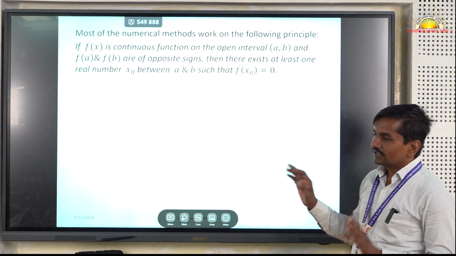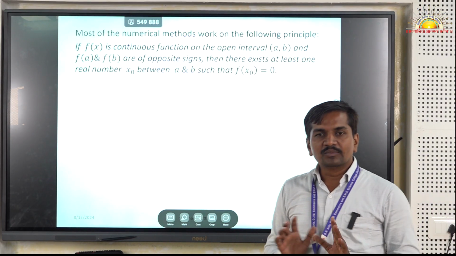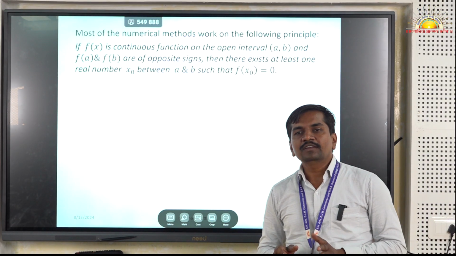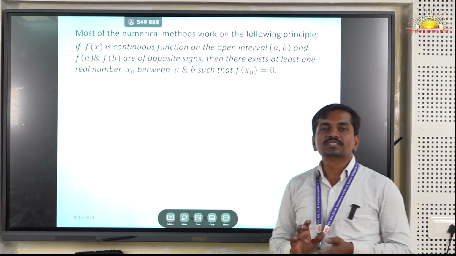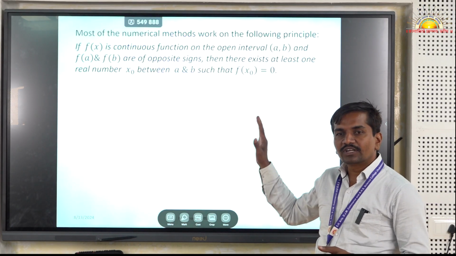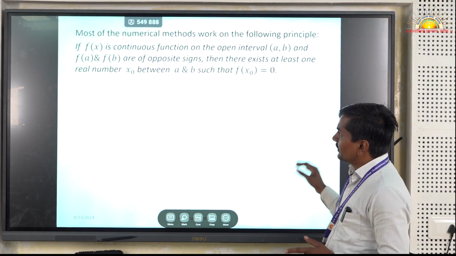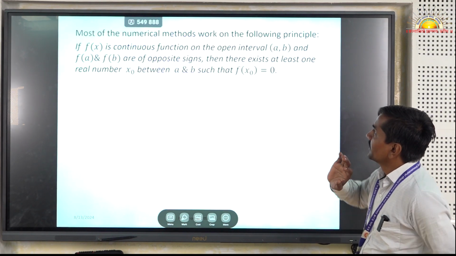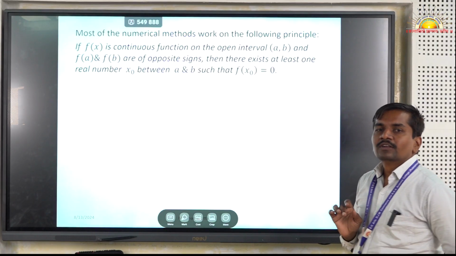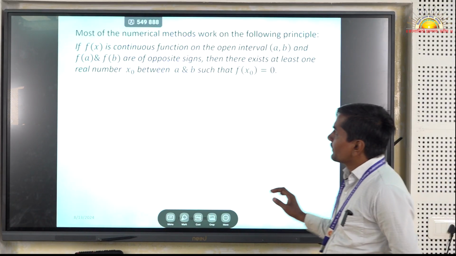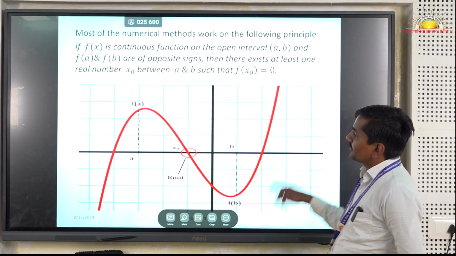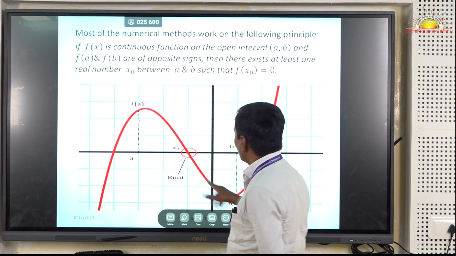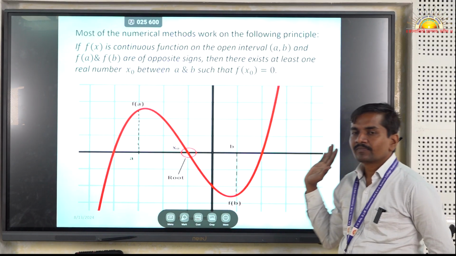Now before discussing the numerical methods, we explain the basic or fundamental principle on which these numerical methods work. Most of the numerical methods work on the following principles. Assume that our function is continuous over the domain a to b.